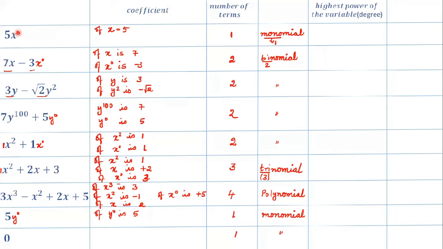In the first polynomial, we have only one term and one variable. So highest power of the variable is 1. In the second example, we have x to the power 1 and x to the power 0. So highest is 1. In 3y minus root 2y square, look at the power of the variable: y to the power 1 and y to the power 2. So highest power is 2.